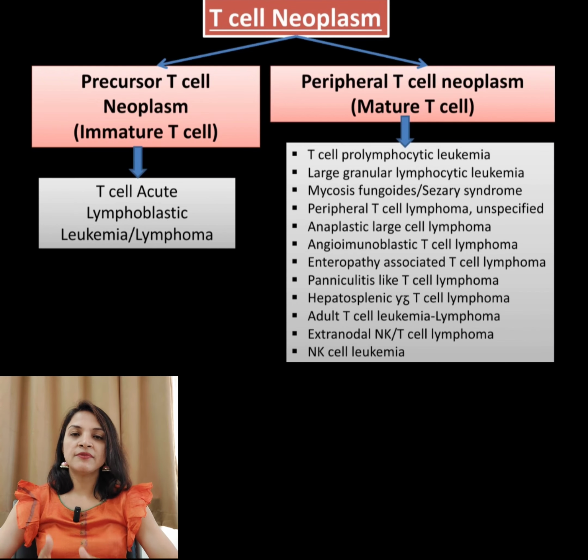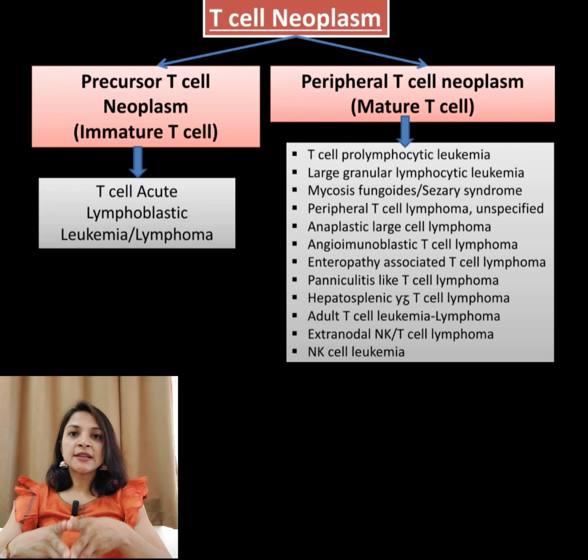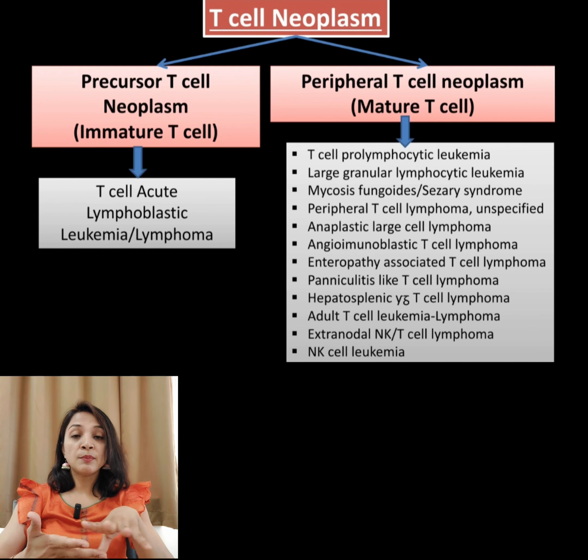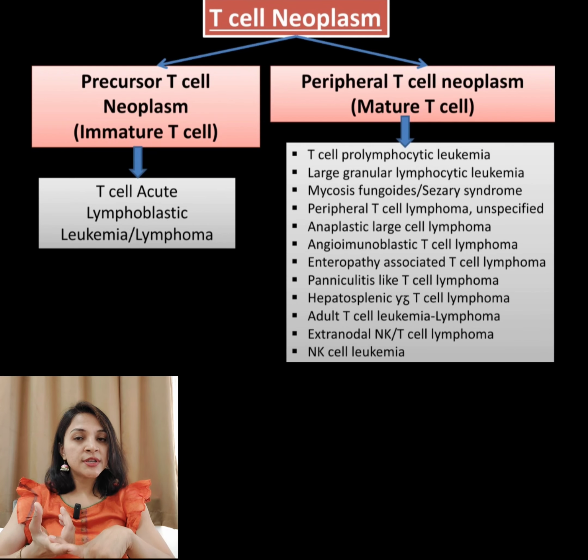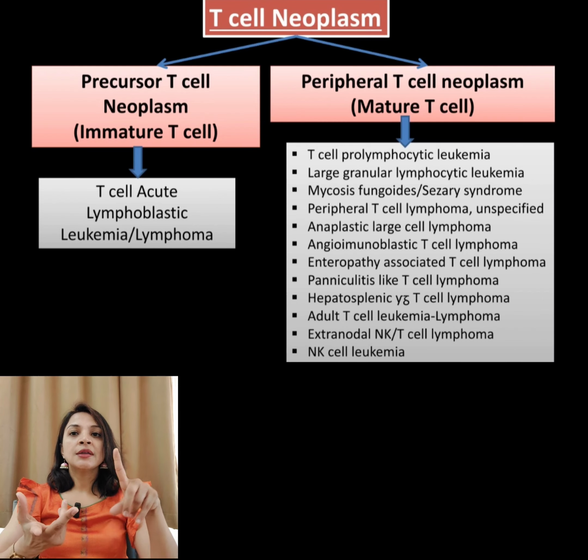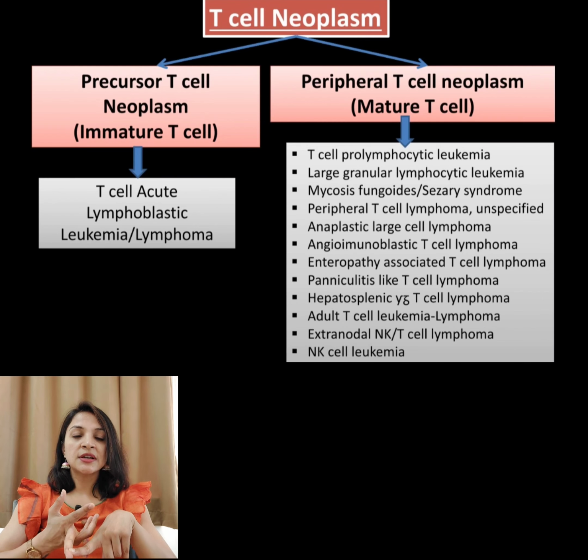For T cell neoplasm, as we have seen for the B cell neoplasm, for T cell also it will be precursor and peripheral T NK cell neoplasm. For T cell precursor, it will be T cell acute lymphoblastic leukemia lymphoma. For peripheral T cell NK cell neoplasm, mainly we'll see the angioimmunoblastic lymphoma, then anaplastic large cell lymphoma, then mycosis fungoides and Sézary syndrome, then large granular lymphocytic lymphoma, and extranodal NK T cell lymphoma, NK cell leukemia.